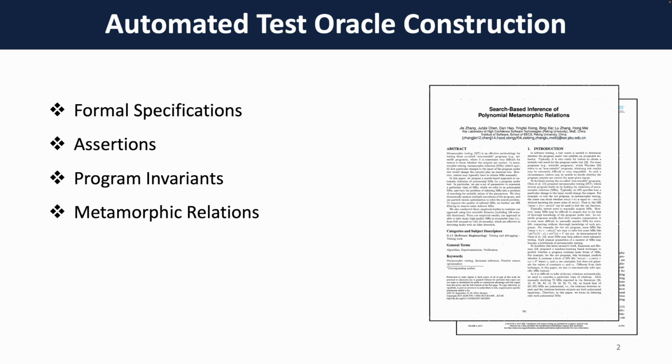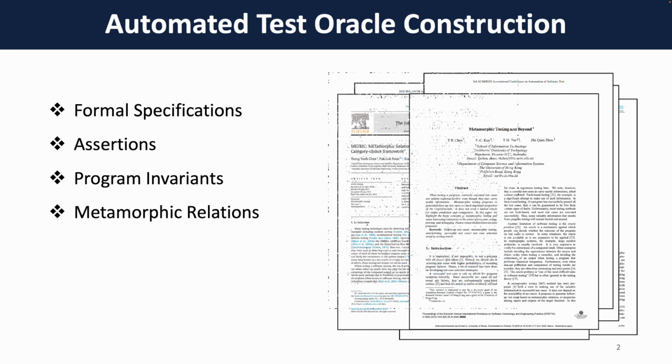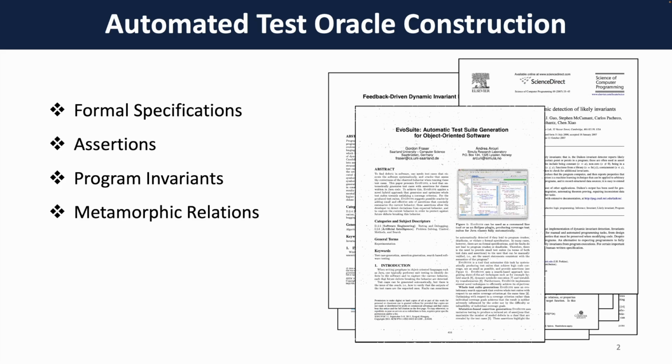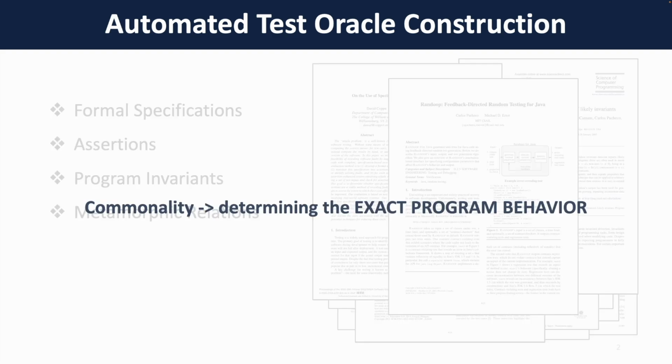In this part, we will look at some of the existing work which tries to automate test oracle construction. The existing traditional and machine learning-based techniques rely on existing or derived formal specifications, assertions, program invariants, or metamorphic relations for identifying the correct behavior. The commonality between these techniques is that they try to determine the exact program behavior given the inputs and outputs. However, determining the exact behavior is an undecidable problem. Focusing on knowing or predicting the exact correct or incorrect behavior makes the oracle problem computationally unpredictable.